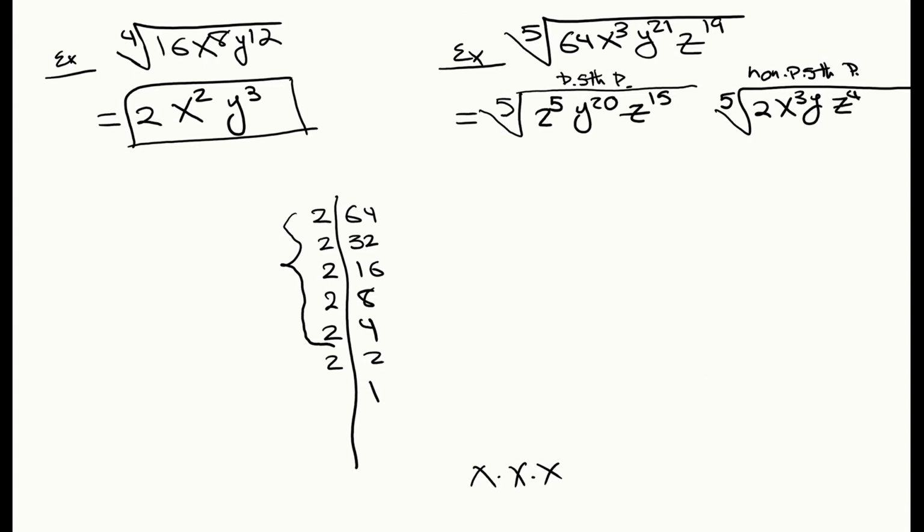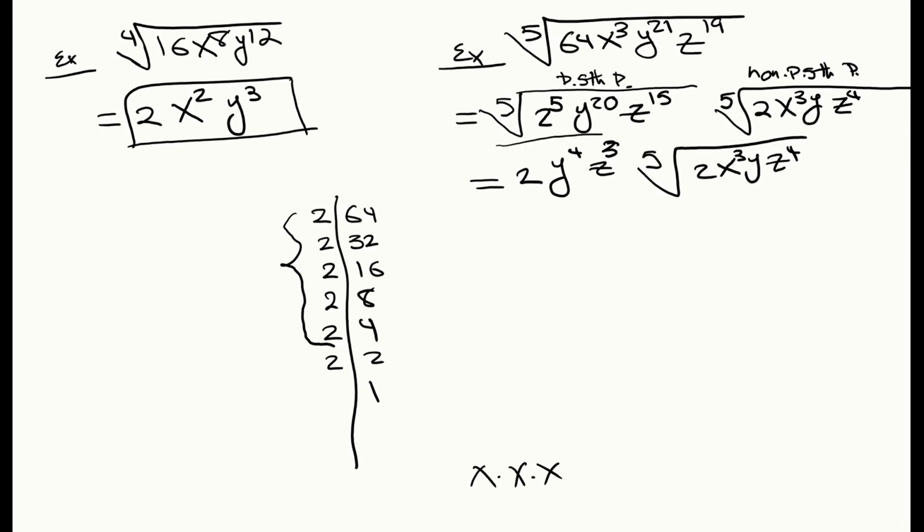And now we're just going to simplify. So we know that the 5th root of 2 to the 5th is just 2. The 5th root of y to the 20, remember the trick, just divide. What's 20 divided by 5? 4. So y to the 4. The next one, z to the 15 over 5, that's going to be z cubed. And then we have the 5th root of 2x cubed y z to the 4, and that's just going to stay with us because there's no more perfect 5th power that we can remove there.